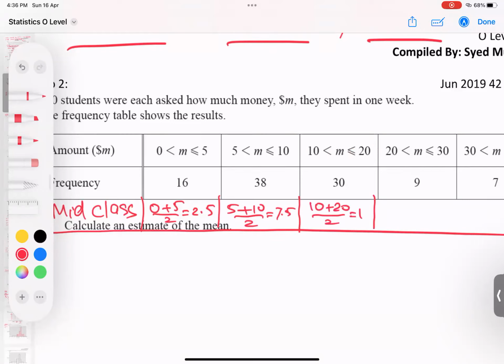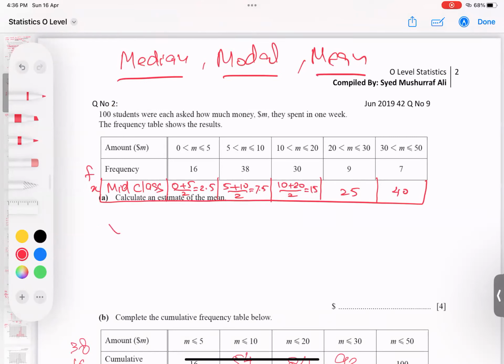And for the mean formula, we can represent it by x bar. It's also a second way of writing: x bar equals sigma fx divided by sigma f. And I believe you all understand. So what is the method? We multiply f and x and add them. So this and this multiply.